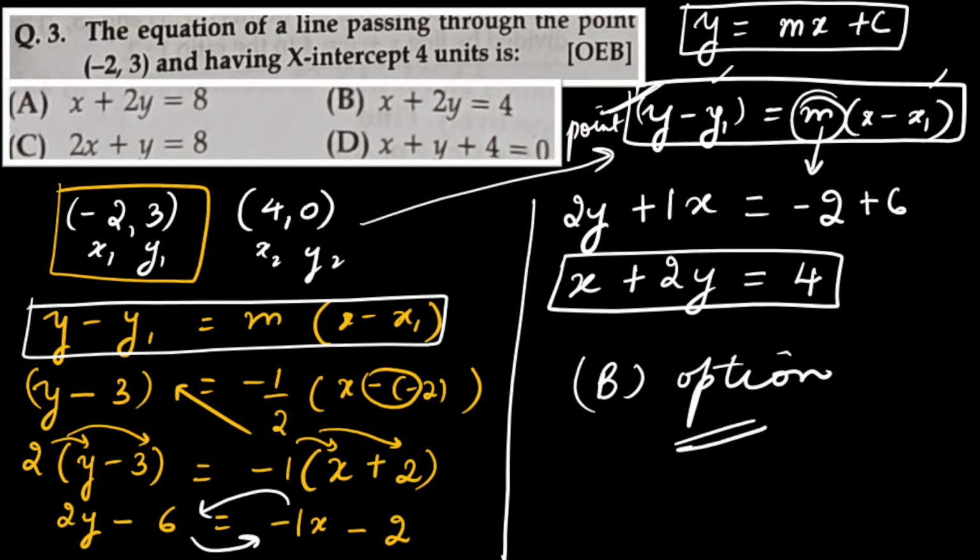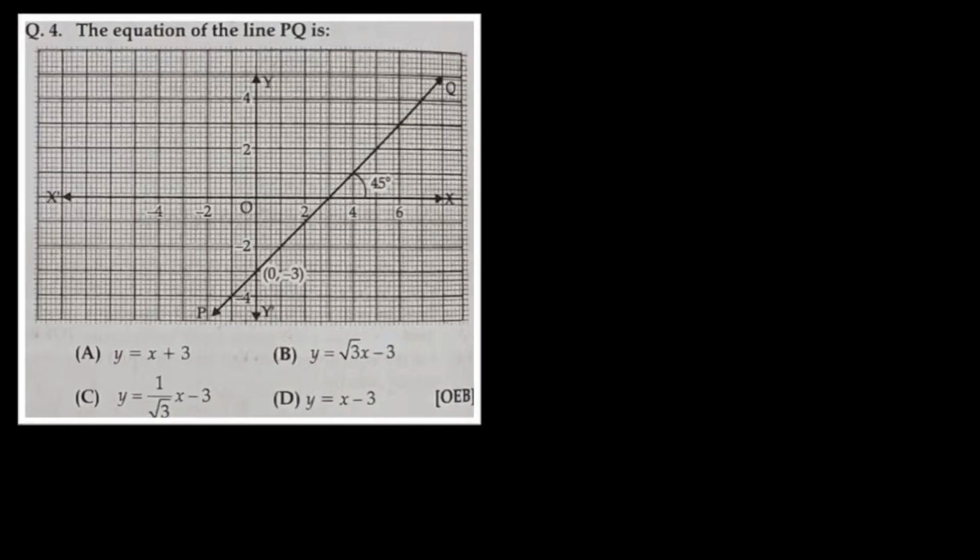Now let's do the next question. Question number 4. In question number 4, you can see a Cartesian plane is given to us. One line PQ is given to us. We have to find the equation of the line PQ.